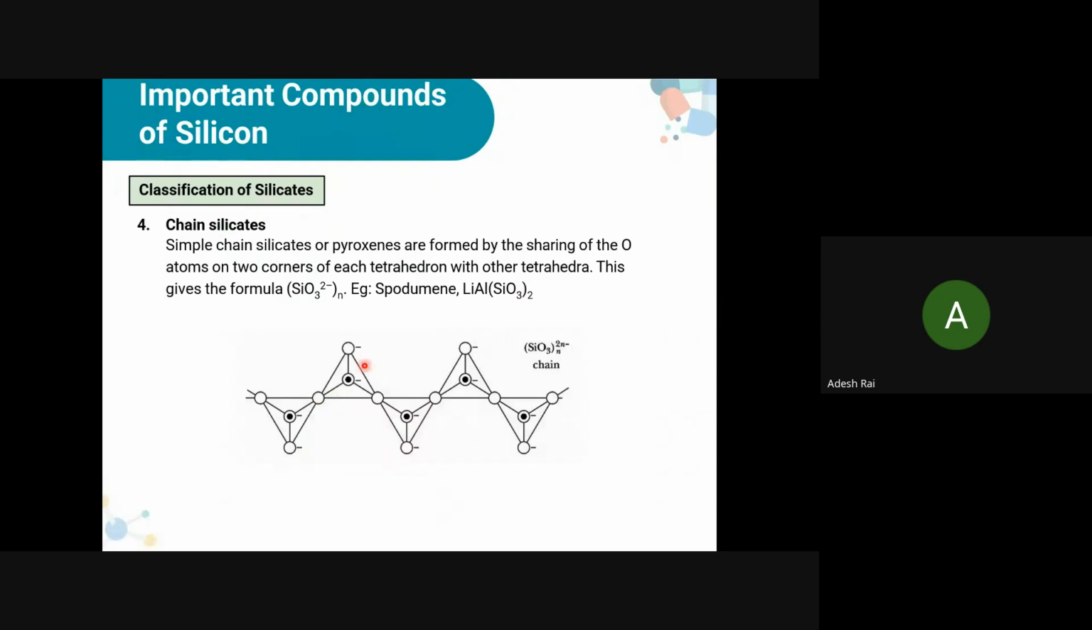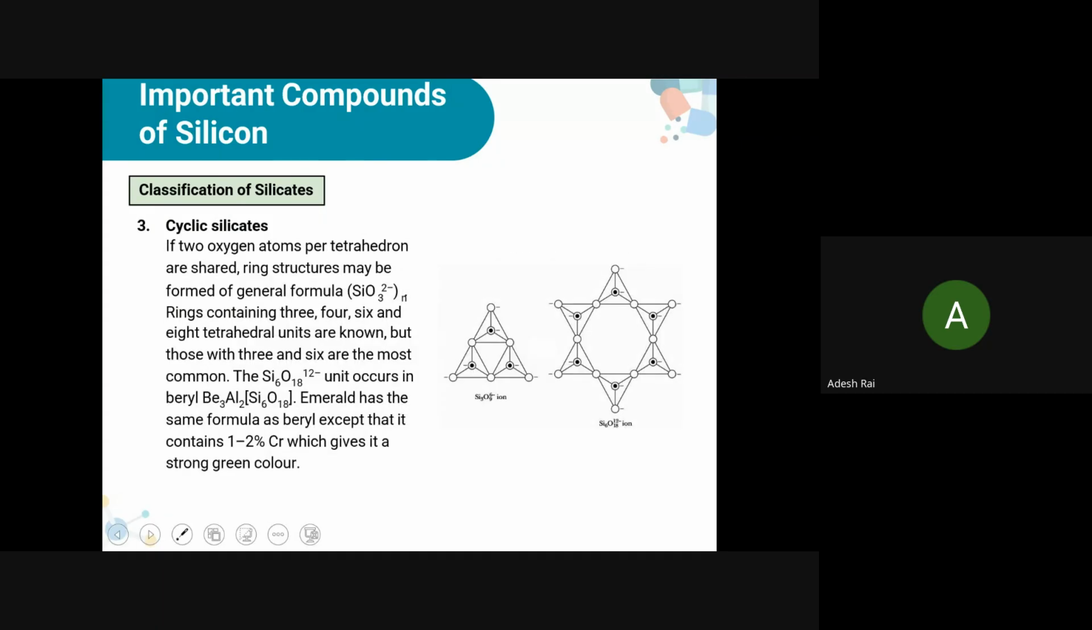You can see this tetrahedron unit is sharing this oxygen and this oxygen. Similarly, this tetrahedron unit is sharing this oxygen and this oxygen. But what is the difference? This is an open structure, whereas in this case it is cyclic, that is a closed structure. Is that clear? Tell me.